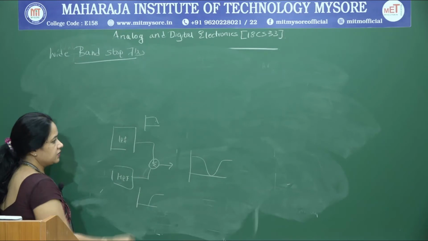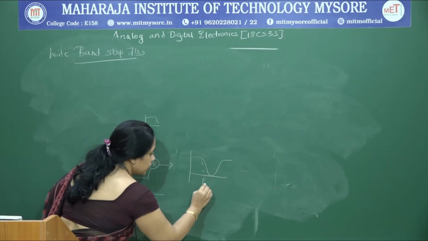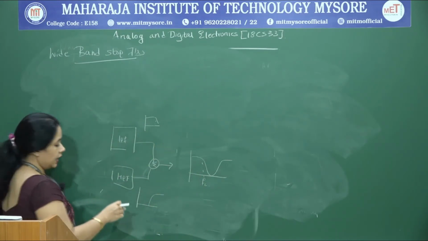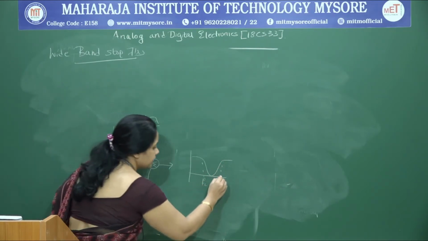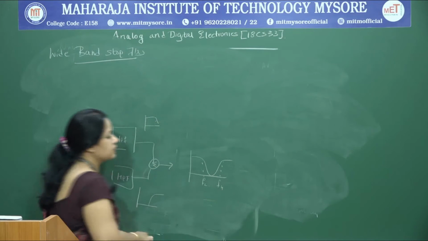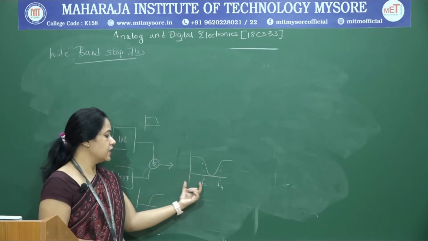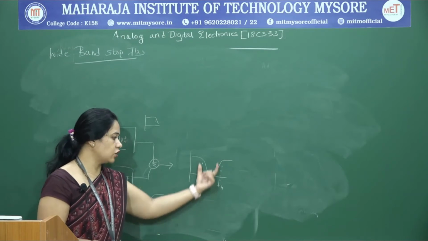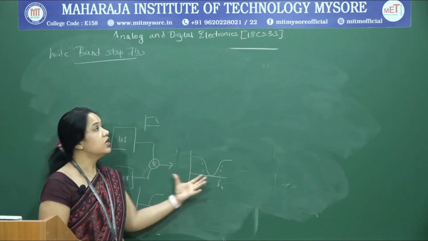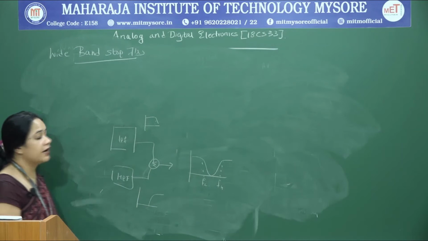So, you design a low pass filter for the lower cutoff frequency and you design a high pass filter for the upper cutoff frequency. So, what it does is it passes all frequencies below FL and all frequencies above FH and stops frequencies within FL and FH. That is how you realize a wide band stop filter.